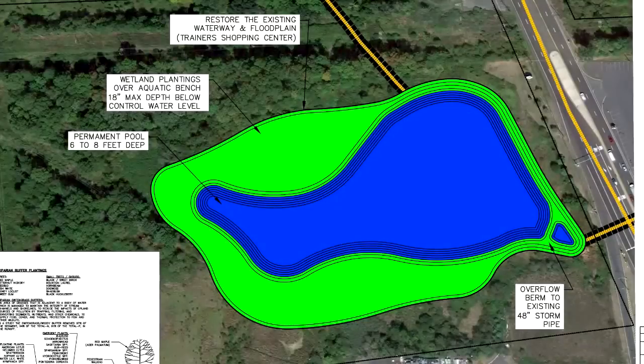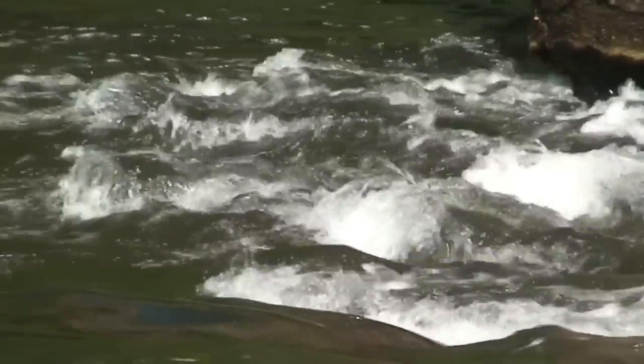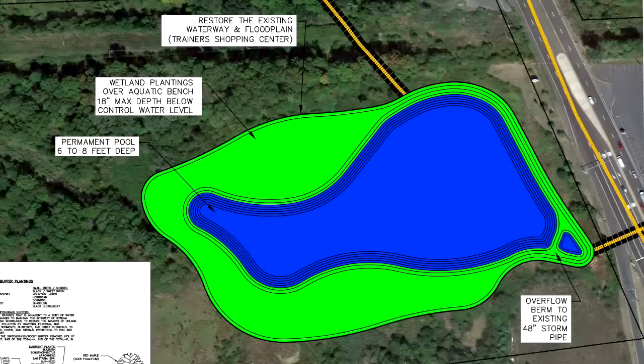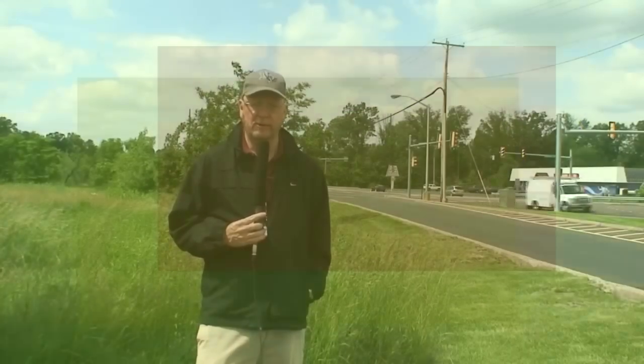This wetland will attenuate or slow down the stormwater runoff flowing downstream and help lessen the flooding problems they have there. Of course, like all of the other systems we're doing here, we're installing a stone weir, either made of stone or gabion baskets. This weir will help to slow the water down so the biological processes of the wetland vegetation can take place. Also help to settle out these sediments in the stormwater runoff.